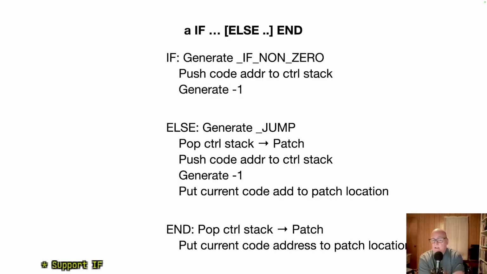If you go to an end, that's fine. Your code that's now in slot 8 is going to point down to that. And so if non-zero's job is to take that address and jump to it if the value on the stack is non-zero. Pop the stack and do that.